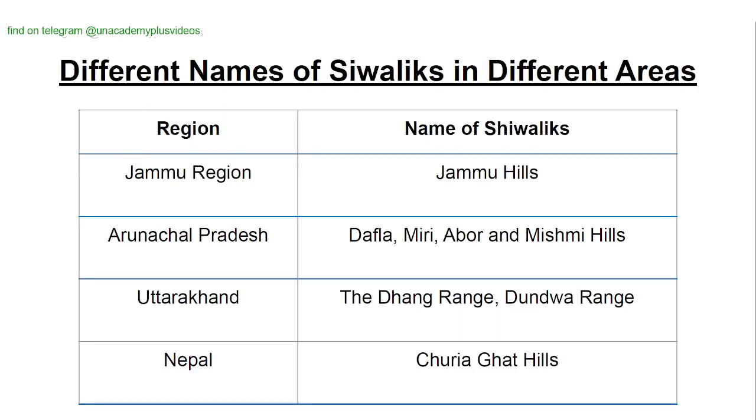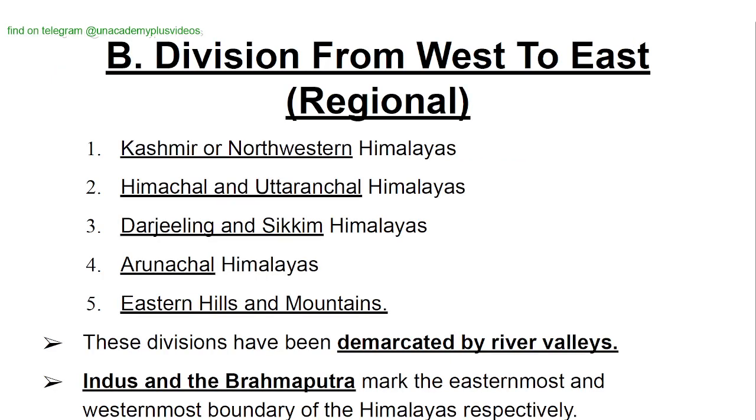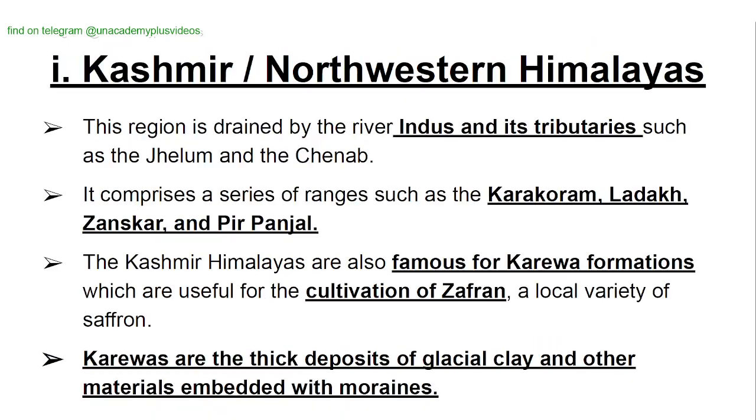Different names of the Shivaliks in different areas. In the Jammu region, Jammu Hills; in Arunachal Pradesh, Dafla, Miri, Abor and Mishmi Hills; in Uttarakhand, Dhang Range and Dundwa Range. In Nepal, it is Churia Ghat Hills. Division from west to east, regional: Kashmir or northwestern Himalayas, Himachal and Uttaranchal Himalayas, Darjeeling and Sikkim Himalayas, Arunachal Himalayas, and eastern hills and mountains. These divisions have been demarcated by river valleys. The Indus and the Brahmaputra mark the westernmost and the easternmost boundary of the Himalayas, respectively.